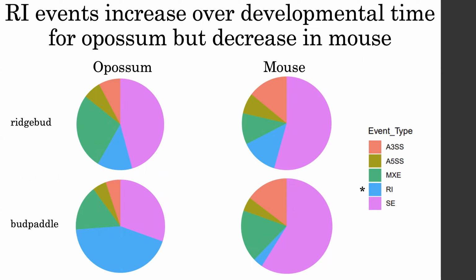When you look at the proportion of each event that results from this analysis, events that consist of a retained intron, shown here in blue, increase in the opossum on the left over developmental time, but decrease in the mouse over developmental time. This is interesting because retained introns are known to induce RNA-mediated decay, which could potentially be one mechanism of gene expression modification between vertebrates.